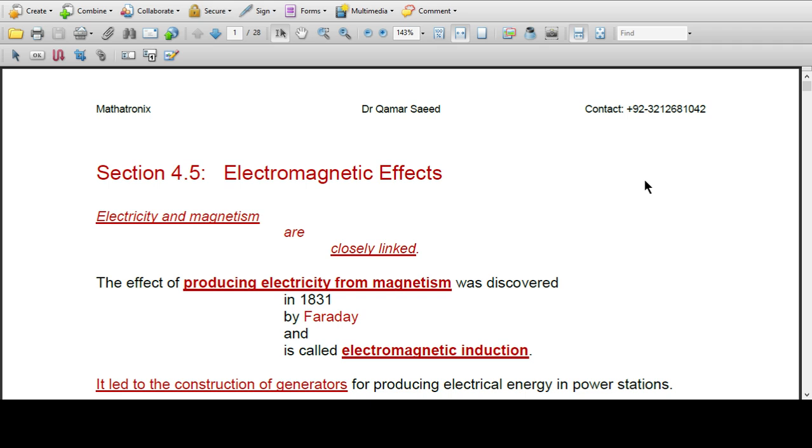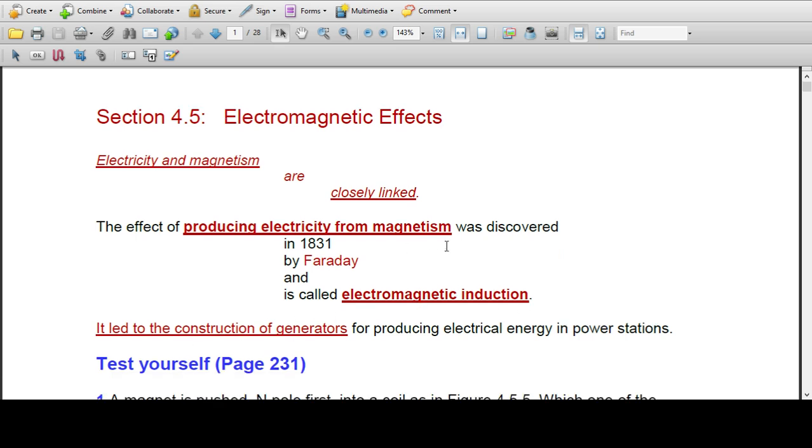In this session, we will discuss how electricity and magnetism are closely linked. Wherever we have electricity, there is magnetism. Where there is magnetism, there is also electricity. The effect of producing electricity from magnetism was discovered in 1831 by Faraday and is called electromagnetic induction.